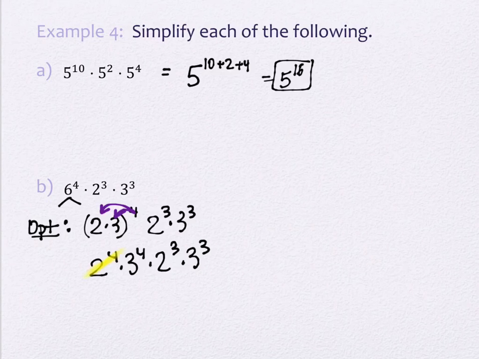So I can match my 2's, and I'll get 2 to what power? To the 7. And then I can match my 3's, and I can get 3 to the 7th. And this is one legitimate answer with one legitimate strategy. Let me show you option number 2.